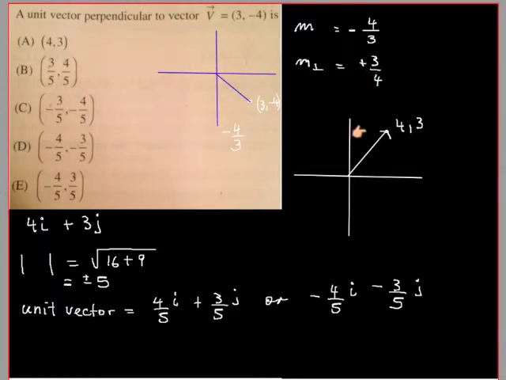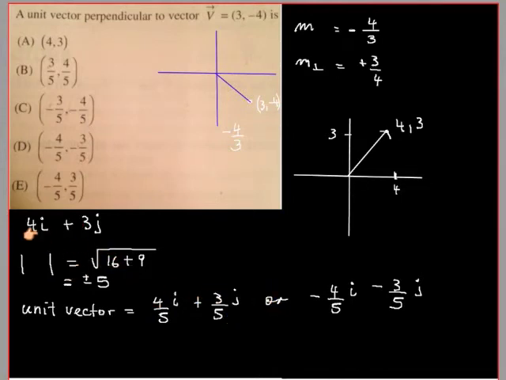So the slope of positive 3 over 4 will look like a vector going this way. And one of the points would be 4, 3. So we can assume that this vector here, which is perpendicular to the vector 3, negative 4, is 4i plus 3j. Find the unit vector. It's asking us for the unit vector. So the magnitude is 4 squared plus 3 squared, and it's plus or minus 5. And the unit vector, as you know, is 4/5 i plus 3/5 j.